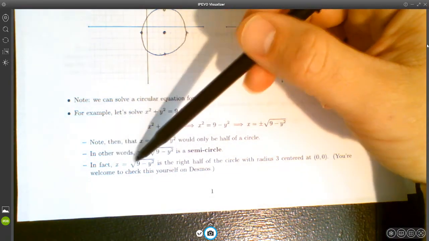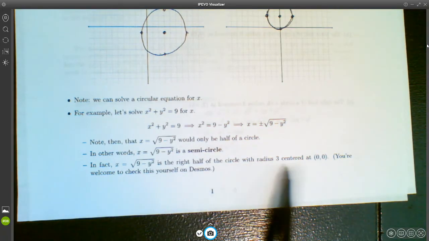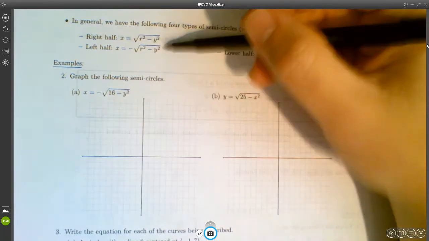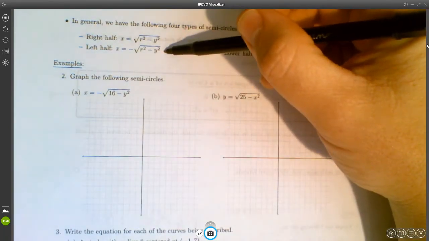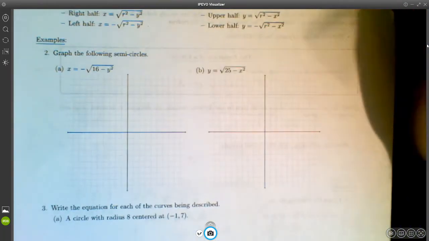In fact, x equals square root 9 minus y squared is the right half of the circle with radius 3 centered at 0, 0. And you're welcome to check that yourself in Desmos. But if you have x equals square root 9 minus y squared, that's the right half. The left half would be negative square root. It would be x equals negative square root of r squared minus y squared.